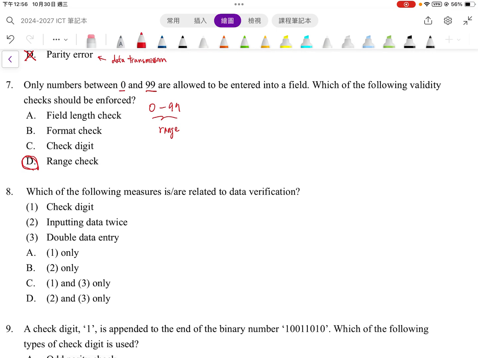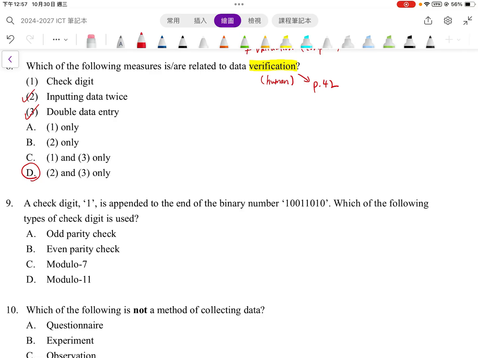For question 8, check which of the following measures is or are related to data verification. So here the keyword is verification. This is different from validation. Validation is for the computer, and verification is for humans. So don't go to the wrong page. If you refer to the textbook, data verification methods are shown in page 42. You have 3 different types of verification. Here, of 1, 2, 3, only 2 and 3 are in the table. They are inputting data twice and double data entry. So you can have your answer D here.